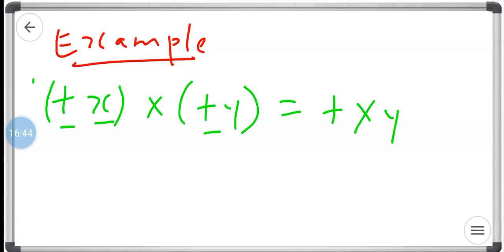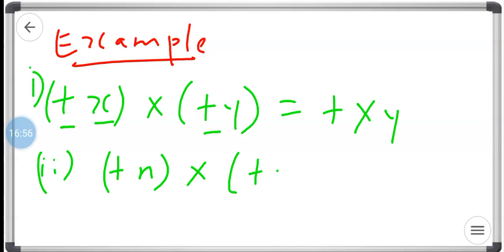Now, example two: plus n multiplied by plus n. Now, if you look at the first term and second term, they are like because they both have addition. So with that, we can write addition, and n multiplied by n, that is n square. So we are through with that. Let's move to the next one.